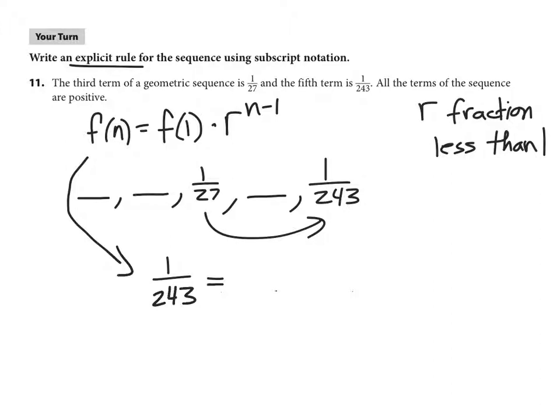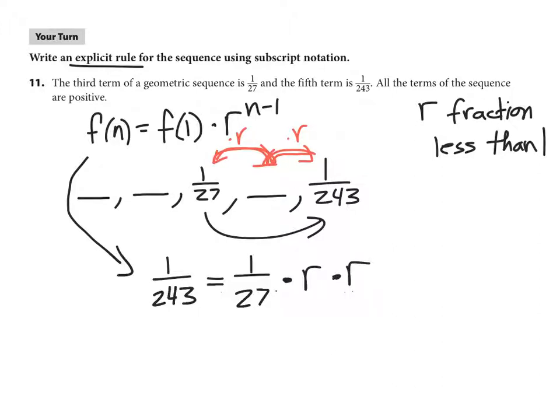Well, I would get term 3 by doing r 2 different times. In other words, if I go backwards, I do the reverse of r. The same is true if I want to go forward to get the 5th term: I have to do r twice. So I would multiply by r and multiply by r. What does that look like? To get term number 5, I take term number 3, which is 1/27, and multiply it by r twice.